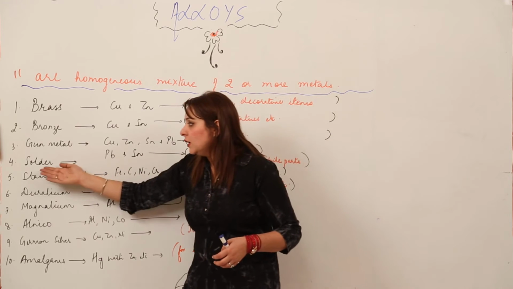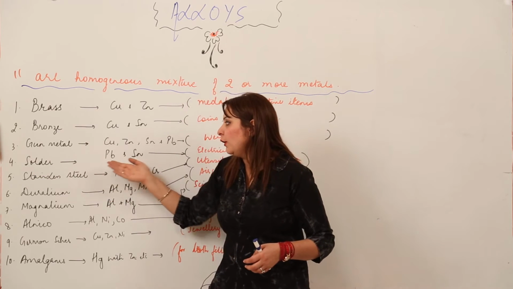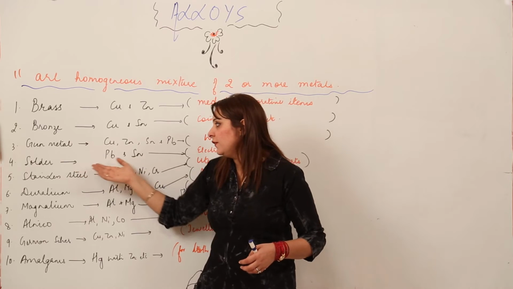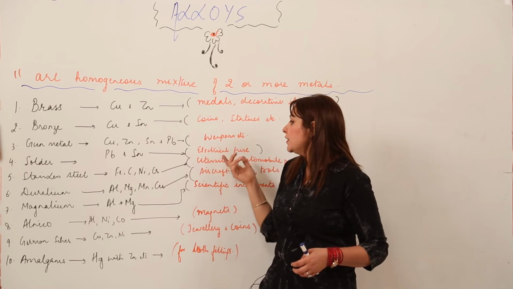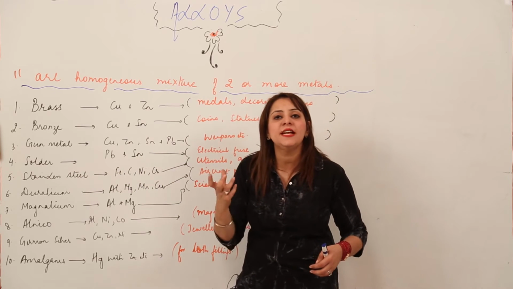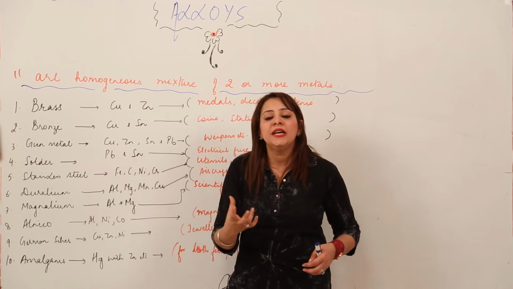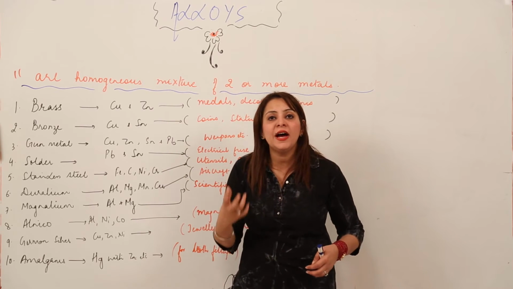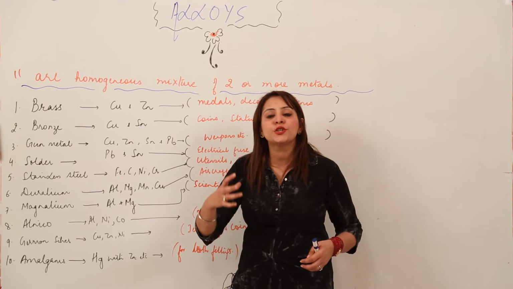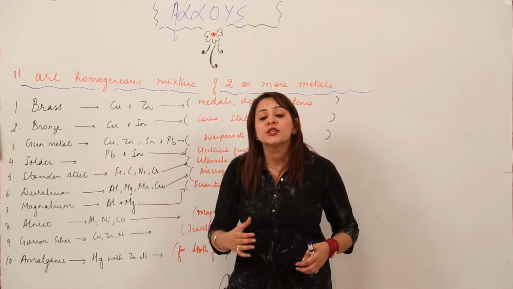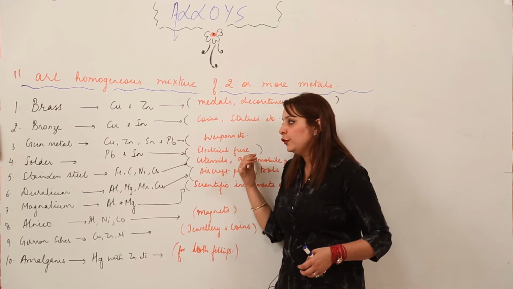Next is solder. Solder is an alloy of lead and tin. It is used for making fuses, that is the electrical fuse which we are using in the houses to prevent fire, or to avoid short circuiting and overloading. So it is used in making the fuse.